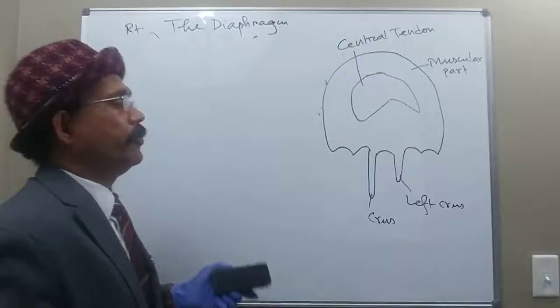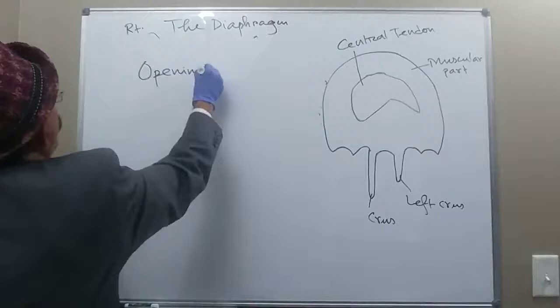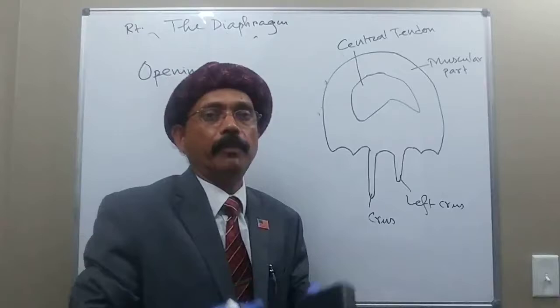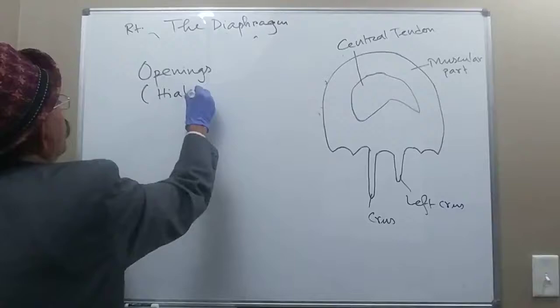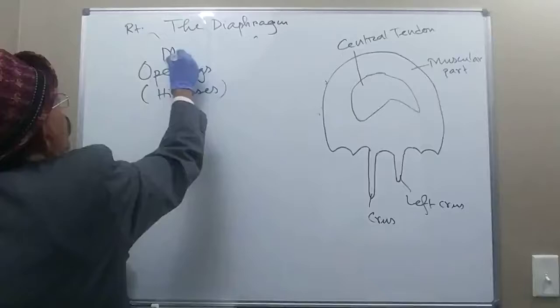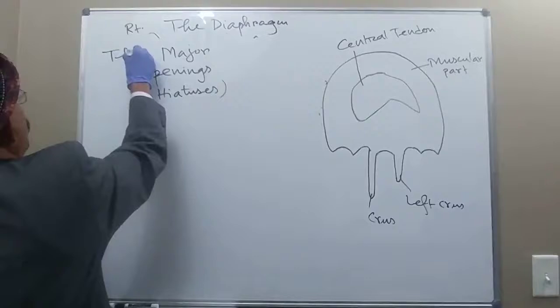Now we must know the openings. Openings are the same as the hiatuses. Hiatus, opening, aperture, very much interchangeable. In case of the diaphragm, hiatus and openings are always interchanged. So we can also call them hiatuses of the diaphragm. We have major openings, we have minor openings. We have three major openings. What are those?